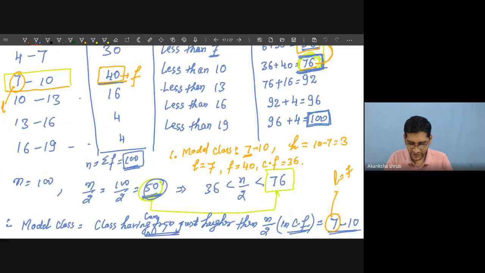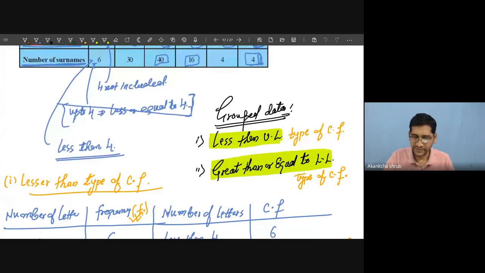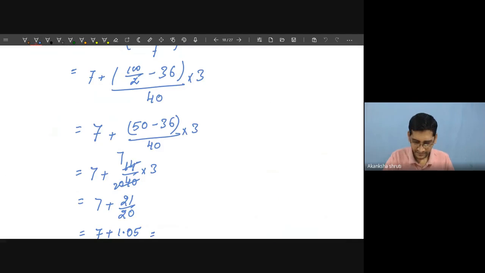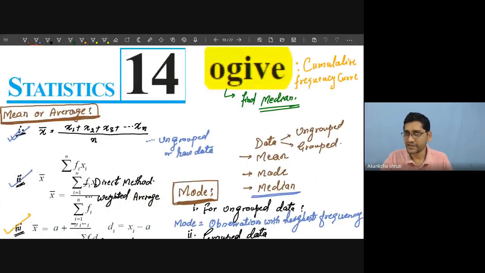Here we were substituting in the formula for calculating the median, but even without substituting the formula, just from the curve we can determine the median, that we will learn. Students, we have already learned from our previous 3 lectures what is grouped data, what is ungrouped data, how to calculate mean, median and mode for these grouped data and ungrouped data.